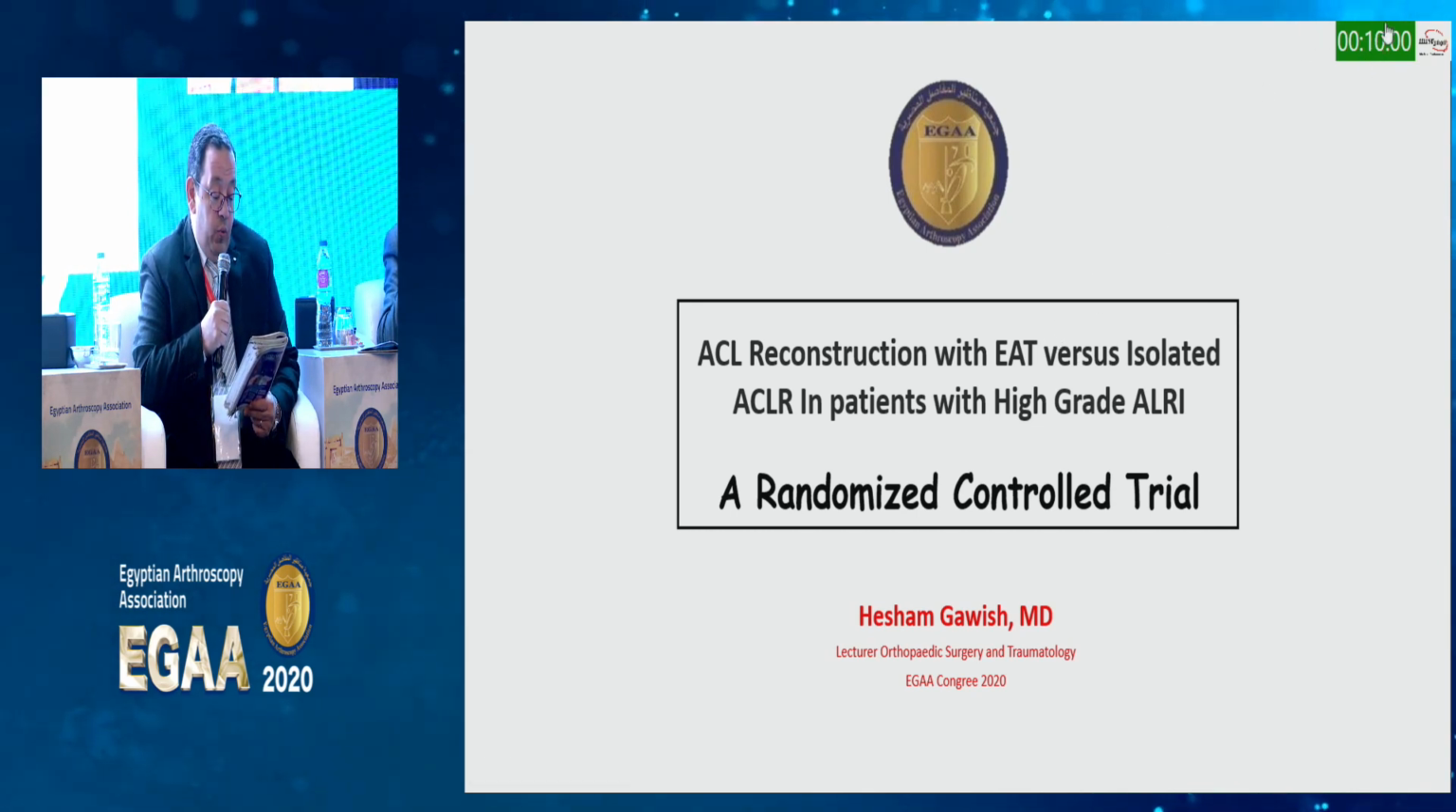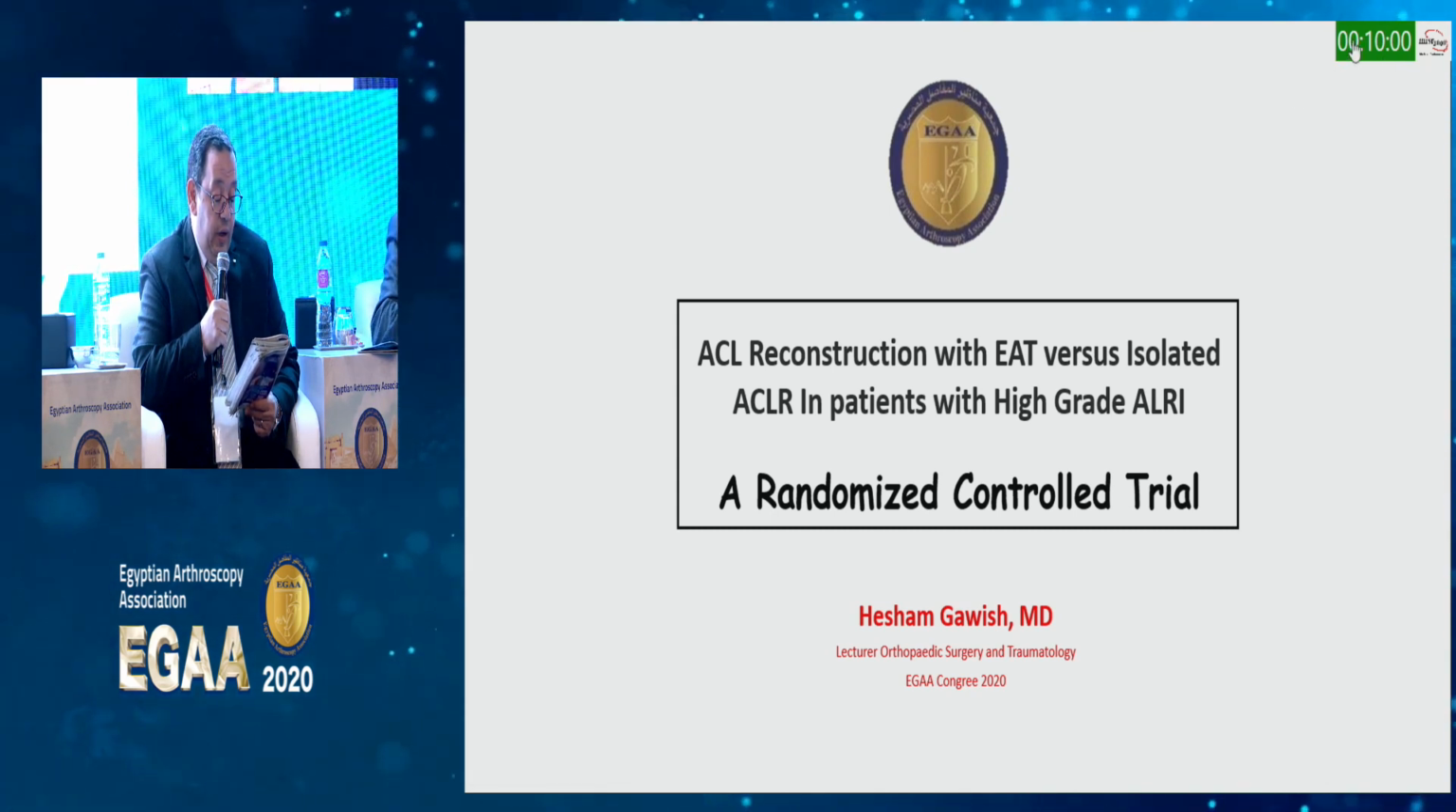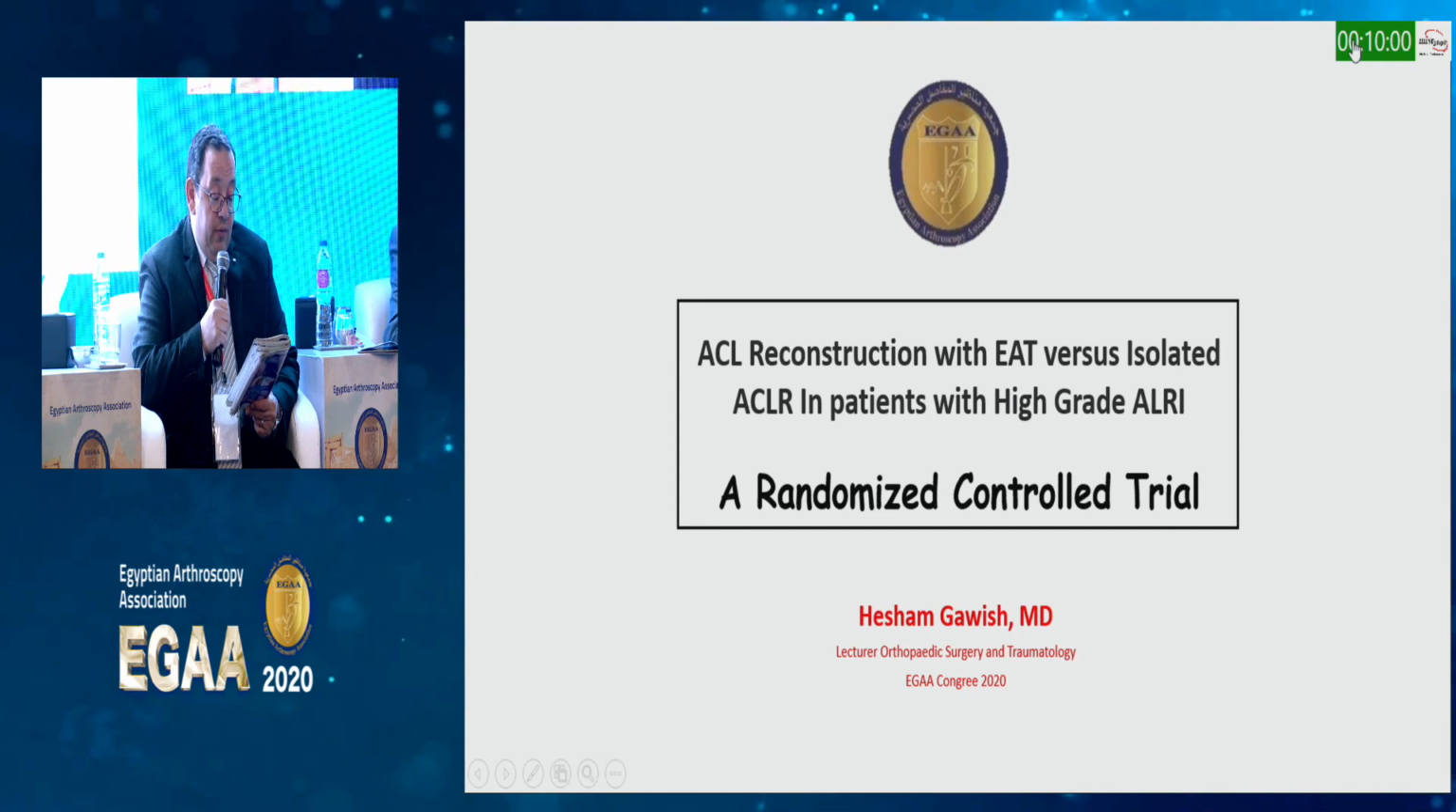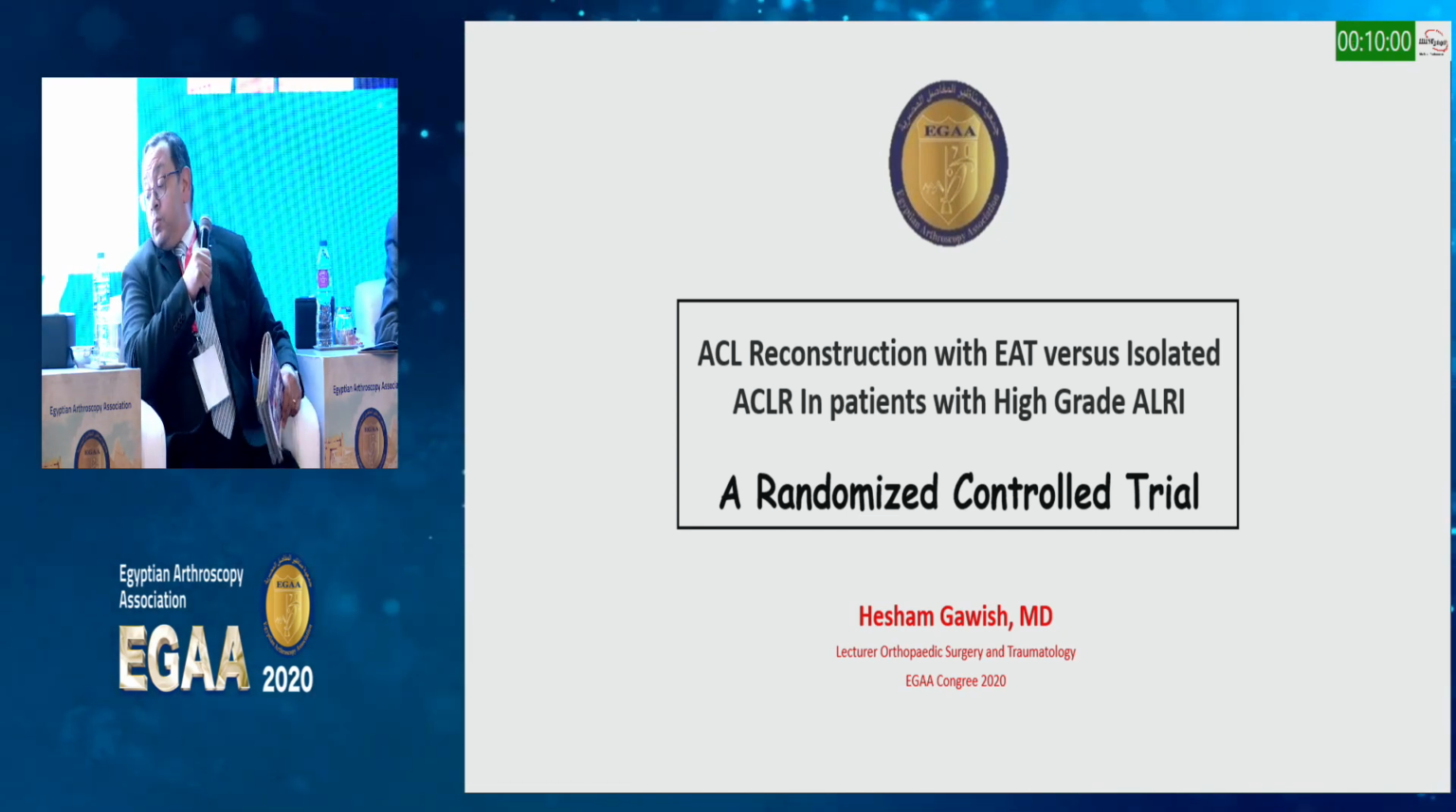ACL reconstruction with extra-articular tenodesis versus isolated ACL reconstruction, a randomized controlled study by Dr. Hesham Gawish.